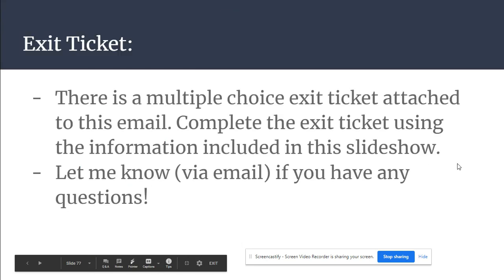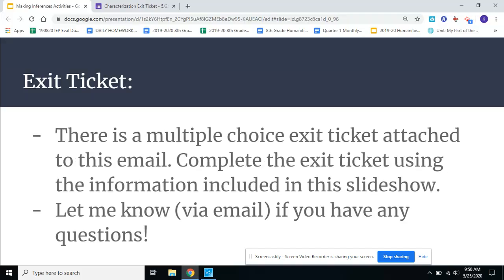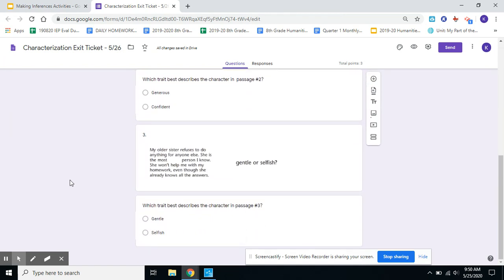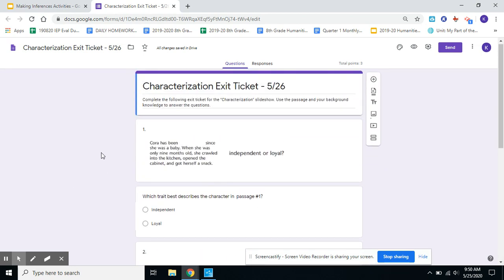Okay. So for your exit ticket today, there is a series of multiple choice questions similar to the ones that we just looked at. So I'll give you a little preview of that right now. This is what the exit ticket looks like. There are 3 passages, and what you are doing is selecting the adjective that best describes that character in the passage from this list right here. So passage 1 says, Cora has been blank since she was a baby. When she was only 9 months old, she crawled into the kitchen, opened the cabinet, and got herself a snack. How would we describe this character? Is she independent or is she loyal?